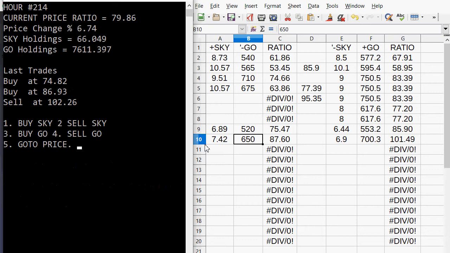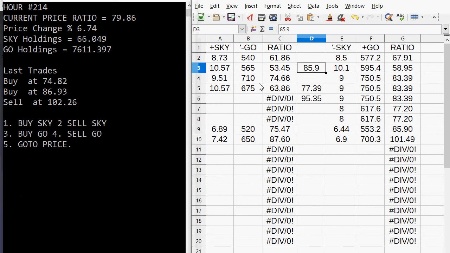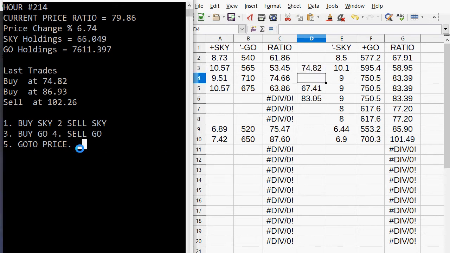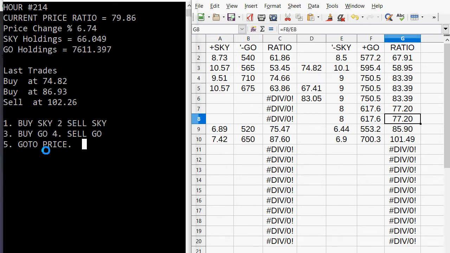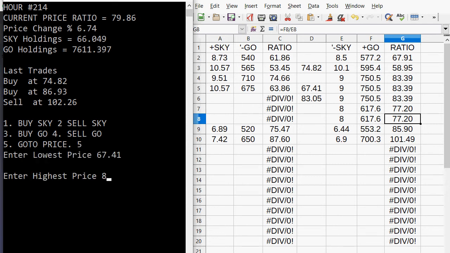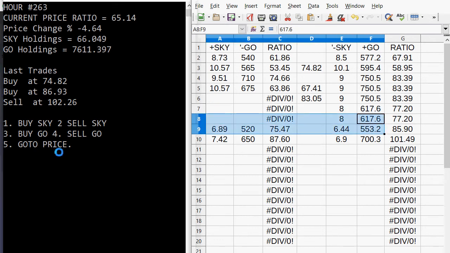Okay, so now let's do the next one again, 74.82. Now we're going to be covering 77.20, so I'm just going to go with these numbers from here on in. I like it when my last trade like this is lower than what this is, and it is the case here. So then we're going to go to 67.41 and 83.05, and that gets us to 65. So we'll be getting this trade back in here. Let's make the move now.